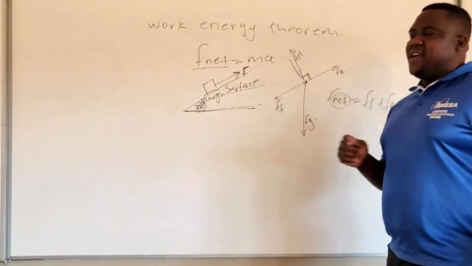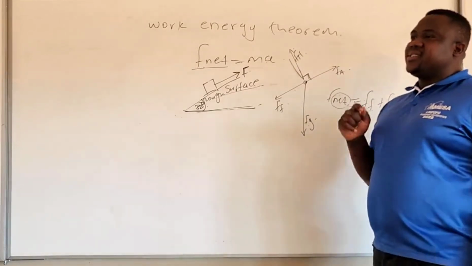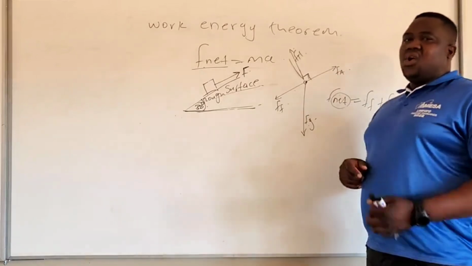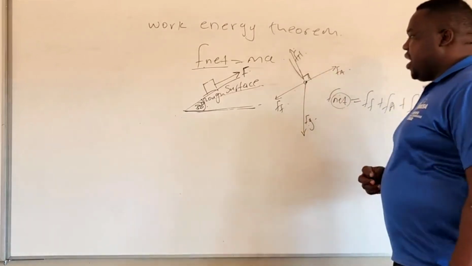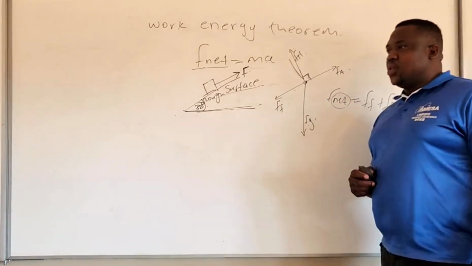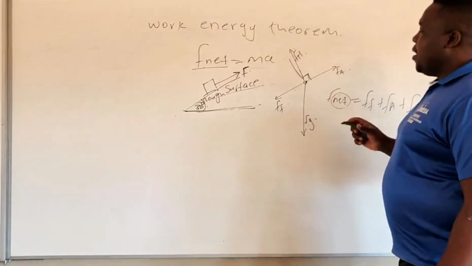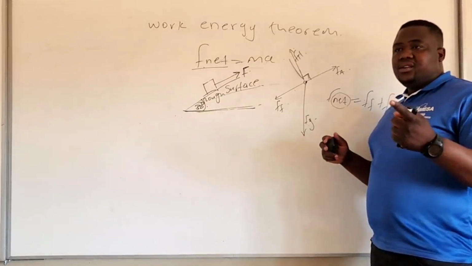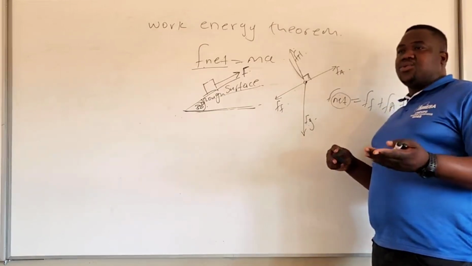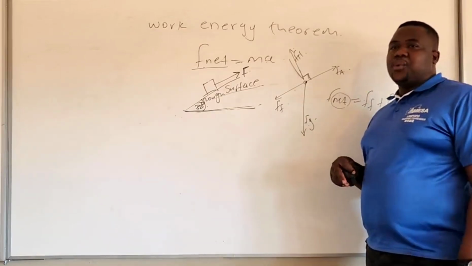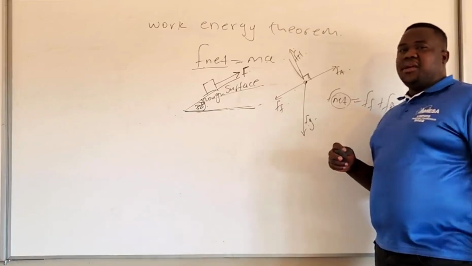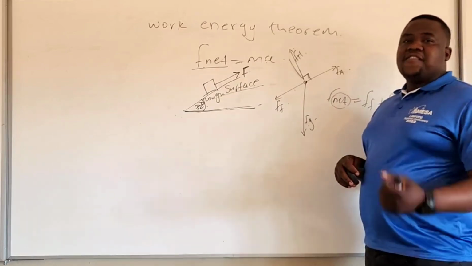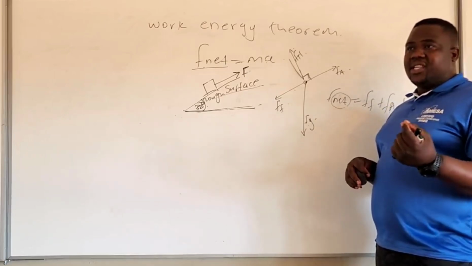That is F net. F net is the sum of all the forces that are acting on an object. I hope you understood that. Sometimes you can find that F net can be equal to only the gravitational force. For example, F net can be equal to a frictional force. F net is the sum of all the forces acting on an object.